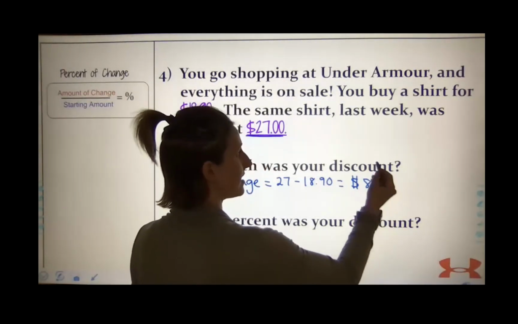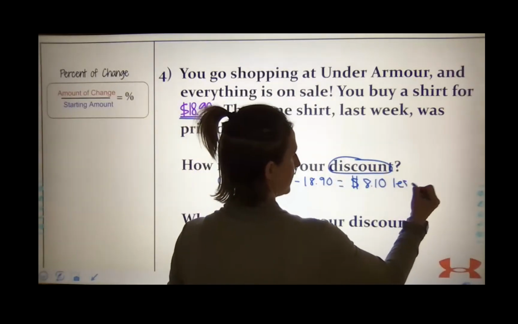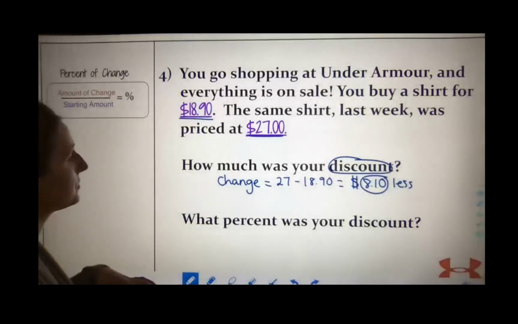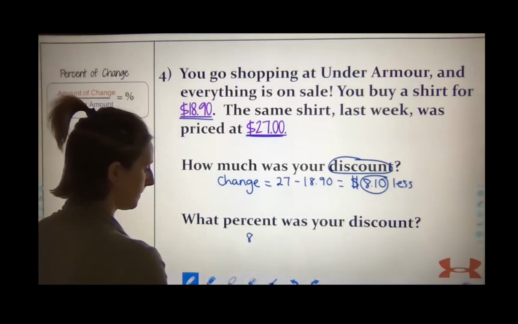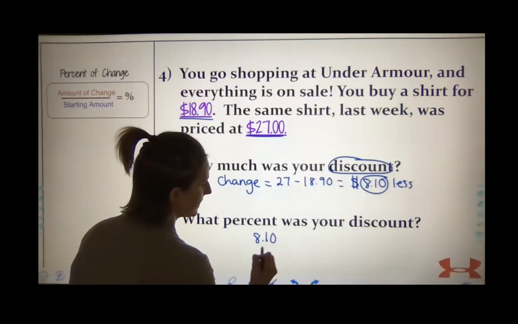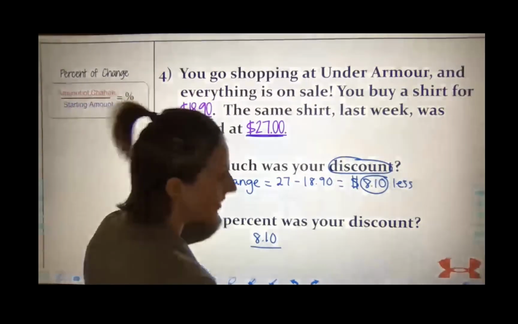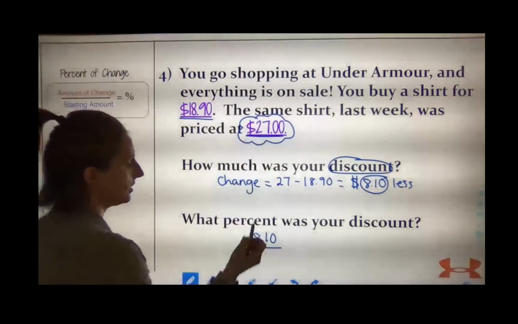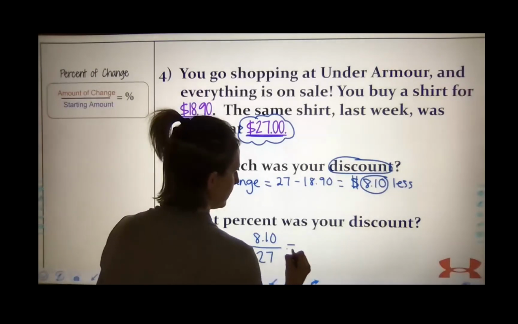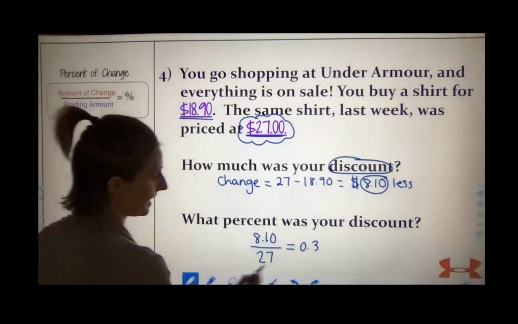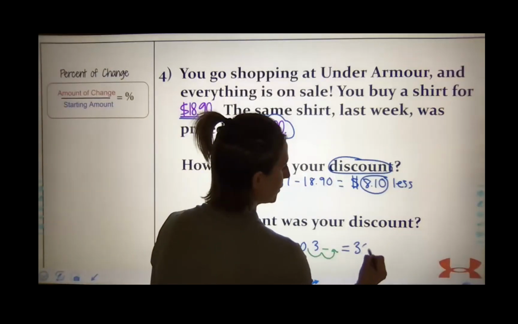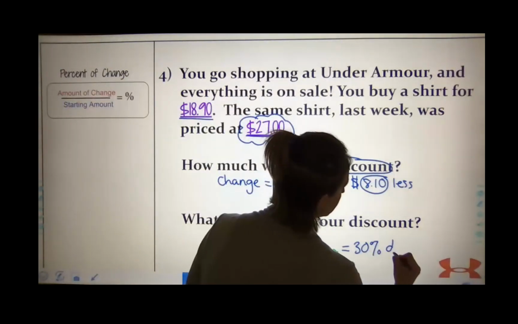Is this more money that we paid or less? Well, it's a discount, right? So it's less money. So here is our change. What percent was your discount? Let's calculate our percent of change. Our amount of change was $8.10. We're going to divide that by the starting amount. What was the starting amount here? The $27. So $8.10 divided by 27, what do you get? 3/10. We want to take that to a percent, so we're going to move it. What's going to go on that empty hump? A 0. So this is equal to 30%. And it's a 30% discount.